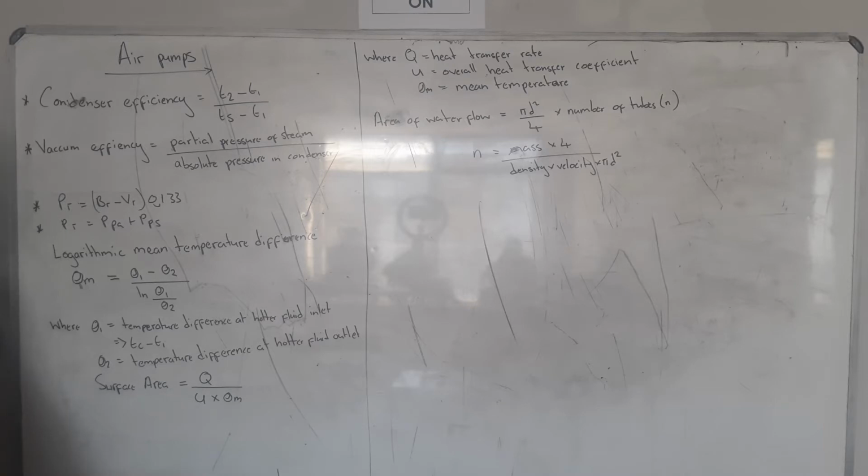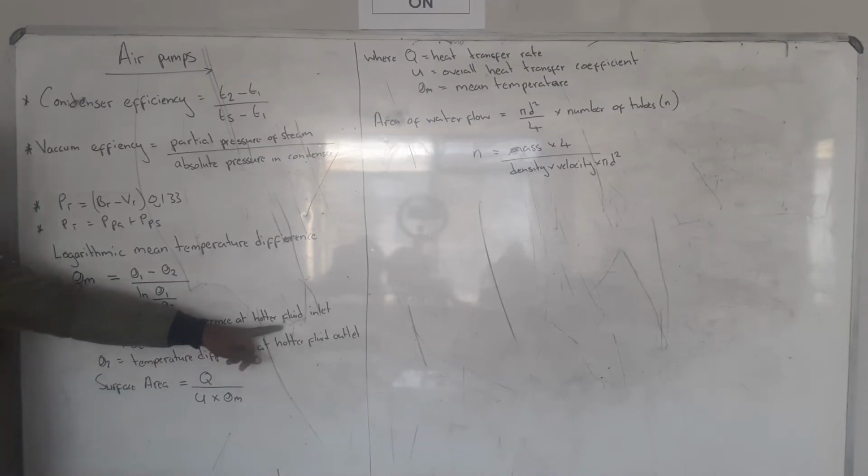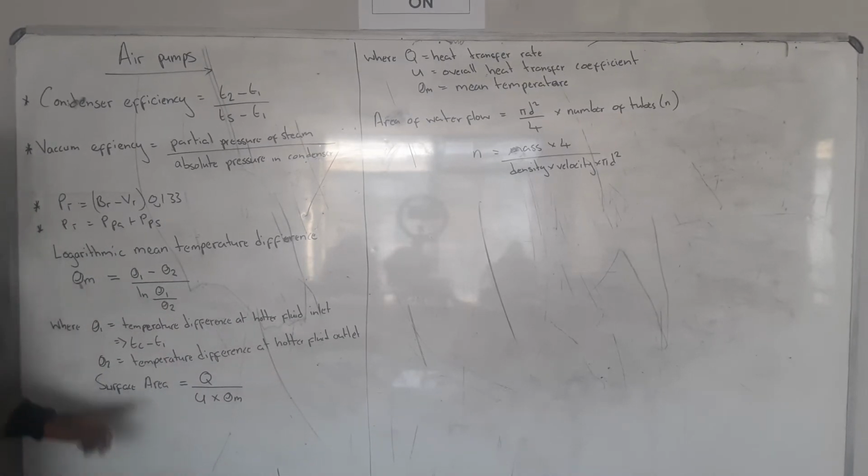And then you also have the formula to calculate what we call the logarithmic mean temperature difference. Your formula is just going to be theta m is equal to theta 1 minus theta 2 divided by ln theta 1 over theta 2. And how do you get your theta 1? It is the temperature difference at the water fluid inlet. How do you get it? It's going to be Tc minus T1. Tc is the saturated temperature, and you can get it at the given pressure on your steam table. And then T1 is the inlet temperature.